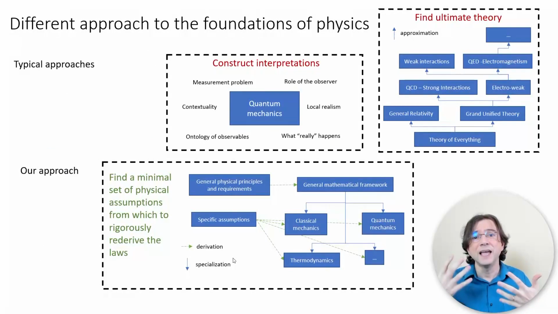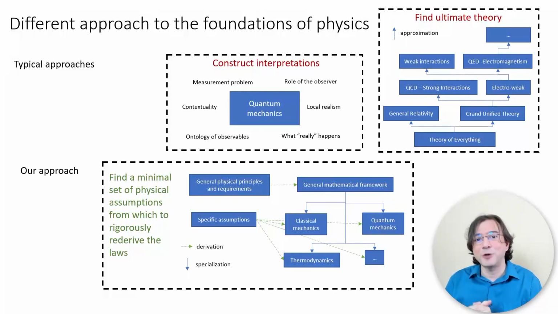This should tell you that we have a different approach to the foundations of physics. We're not trying to construct an interpretation of quantum mechanics. We're not trying to find a theory of everything of which all the other theories are approximations. We really want to find a set of general principles and requirements that all theories must satisfy to be actual physical theories, because they have to be connected to experiments.